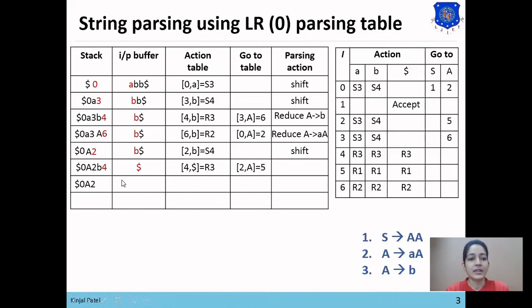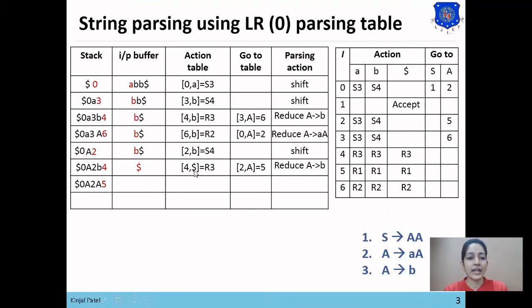Okay, so in stack there is 0, 8, 2. Now 2 on left hand side, A has value 5 in parsing table. Sorry, 2 on A has 5 value in parsing table. So B4 will be replaced by A5. And the action which will be performed is A derives B.